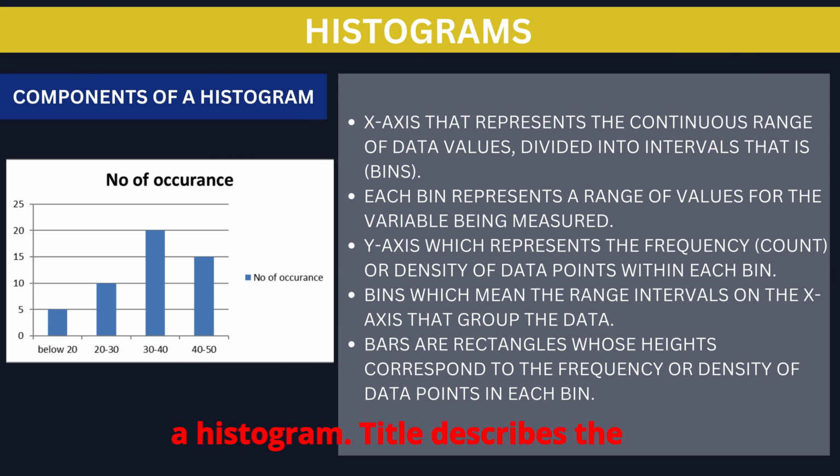Components of a histogram. Title describes the content and focus of the histogram. X-axis represents the continuous range of data values, divided into intervals, that is, bins. Each bin represents a range of values for the variable being measured. Y-axis represents the frequency, count, or density of data points within each bin. Bins mean the range intervals on the X-axis that group the data. Bars are rectangles whose heights correspond to the frequency or density of data points in each bin.